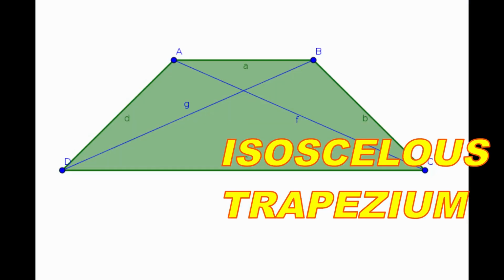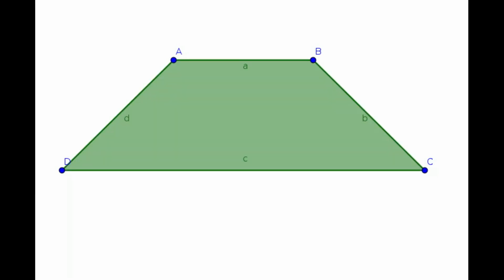Let us know about the isosceles trapezium. In isosceles trapezium, one pair of parallel sides is there. Non-parallel sides are equal. When we draw diagonals, we get one pair of similar triangles.